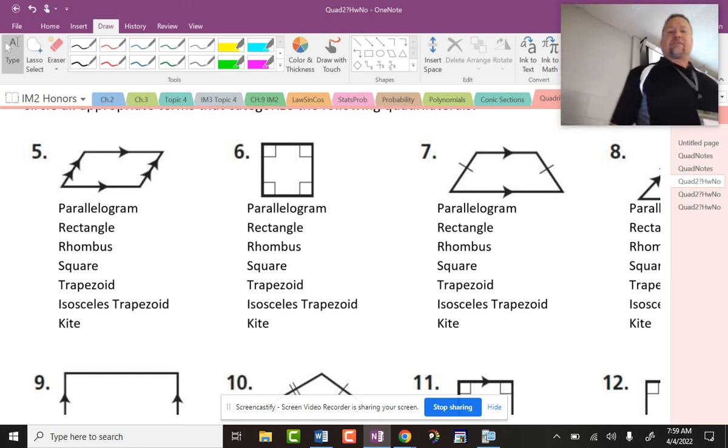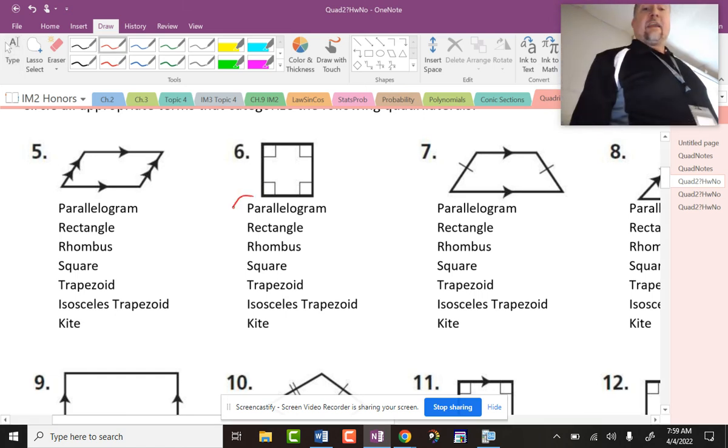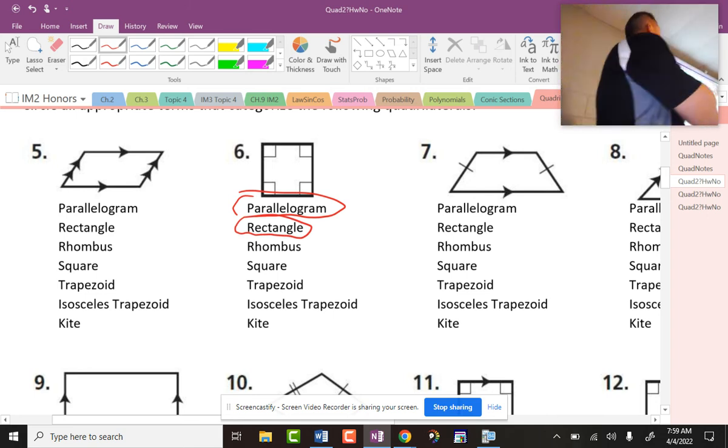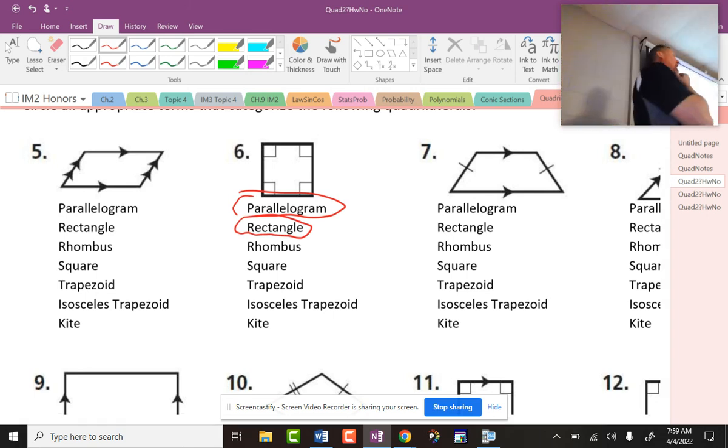Is it a parallelogram? Yes or no? Okay, is it a rectangle? Yes or no? We said yes. Is it a rhombus? Let's move to Nicole. Yes or no? Oh, okay. So did you say it was a square?